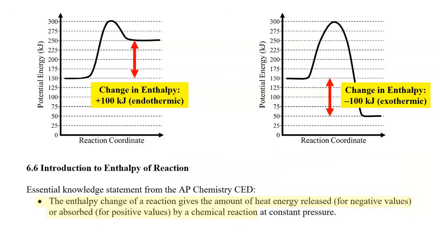So again, topic 6.6, Introduction to Enthalpy of Reaction, talks about that positive and negative sign. It says the enthalpy change of a reaction gives the amount of heat energy released for negative values, again, that would be an exothermic process, or absorbed for positive values, that would be for an endothermic process. So if you see that the change in enthalpy is positive, we have an endothermic reaction. And if you see that the change in enthalpy is negative, we have an exothermic reaction.